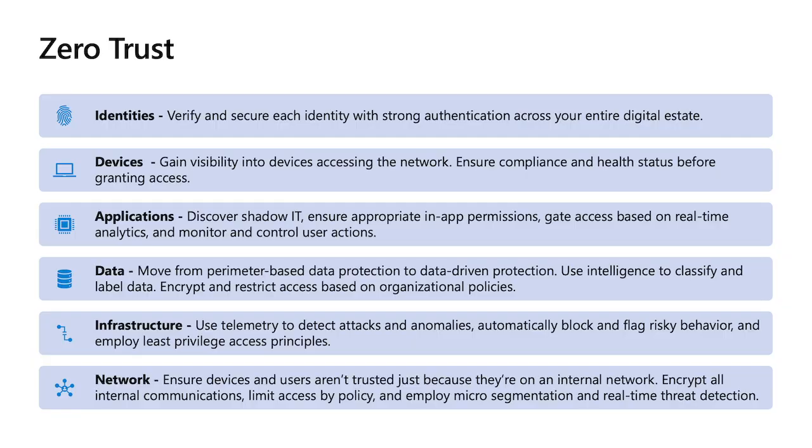We look at infrastructure here, where we can automatically flag and block risky behavior and we employ least privileged access principles, for example. So we could remove a user's privileges, rights, access if they move roles, for example. We don't assume that that access goes with them to their new role. We reapply it. And then I mentioned network. We don't trust the network anymore. That network is going to reduce in its capacity to host things anymore, and there's no reason why we should just trust that network in the first place.